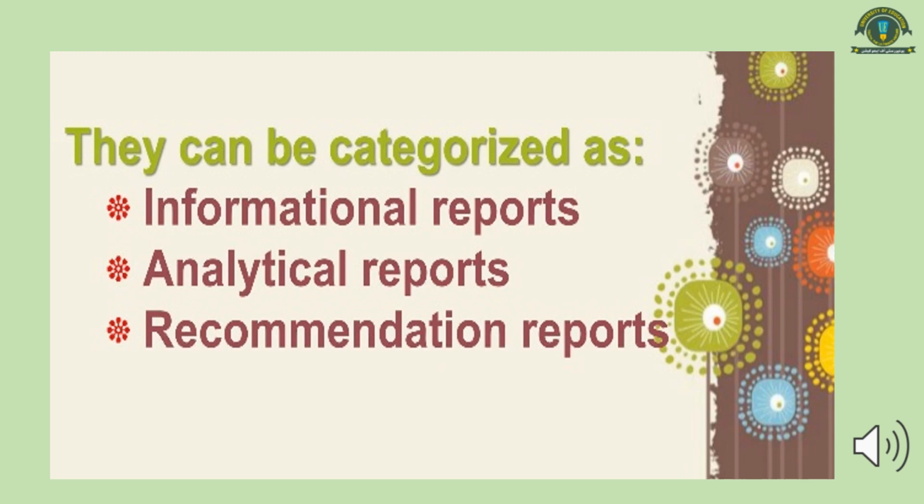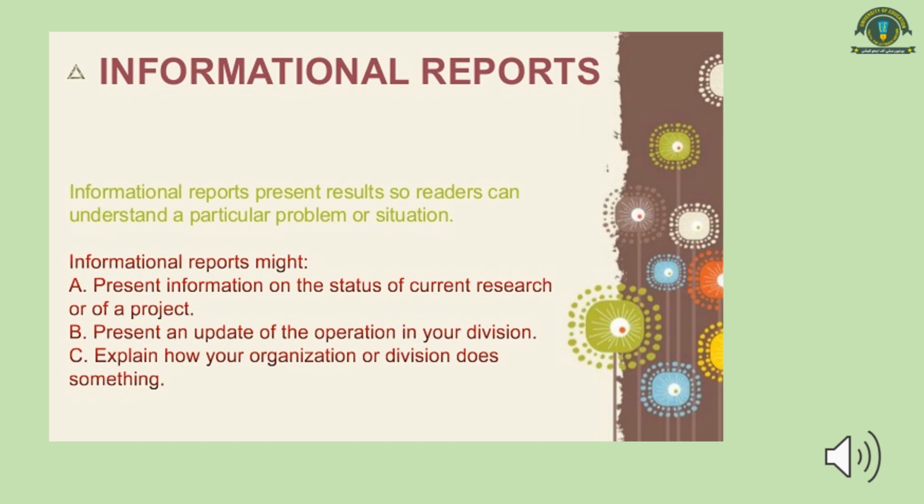The second category is analytical report. Students, analytical reports have two functions. First of all, it not only presents information, but it also analyzes information and draws conclusions. The third type of formal reports is recommendation report. Recommendation report presents information. On the other hand, it also analyzes information and draws conclusions. And at the end, it recommends a course of action. Now, we will discuss these types one by one. The first one is informational reports.